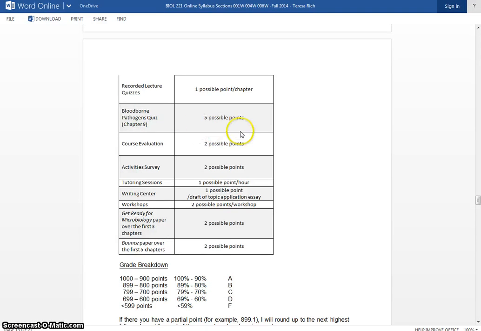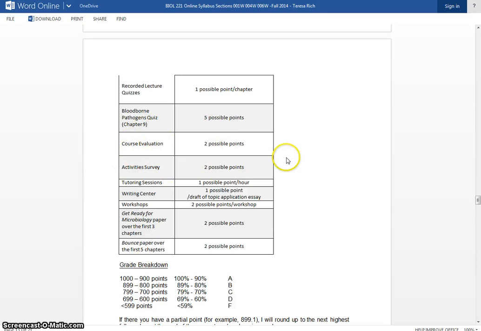In chapter 9, I have a bloodborne pathogens quiz. It's very good to take, helps you understand the OSHA regulations as it relates to bloodborne pathogens like HIV, hepatitis B, hepatitis C, and how not to get them. I think anybody who's planning on going into any type of medical healthcare profession should be aware of the Bloodborne Pathogens Act. So, I would highly recommend that one.